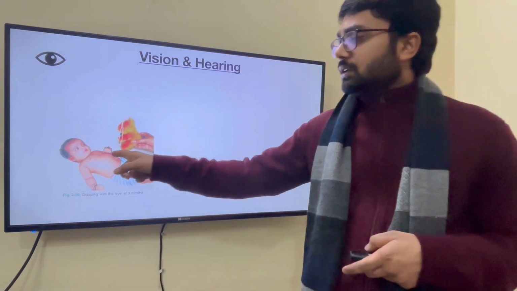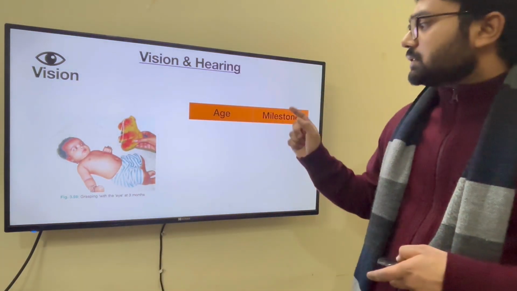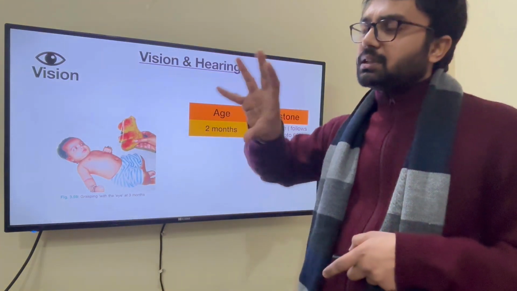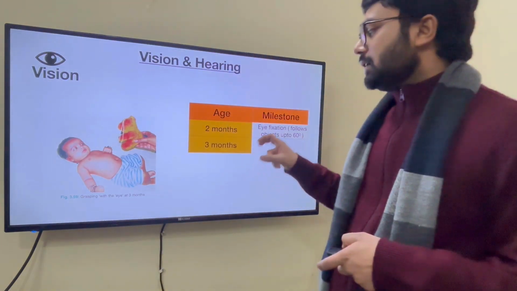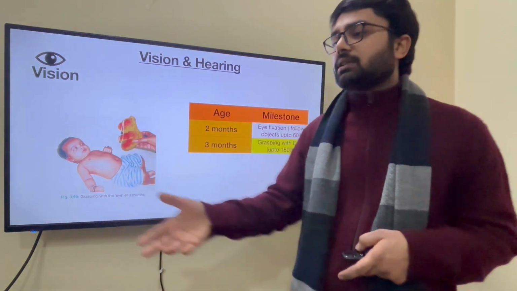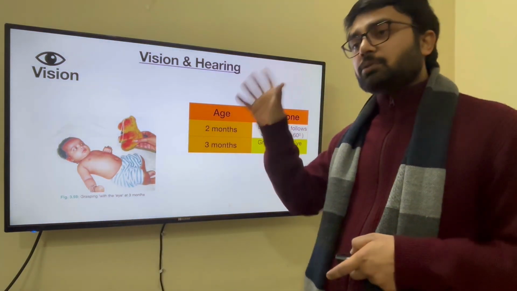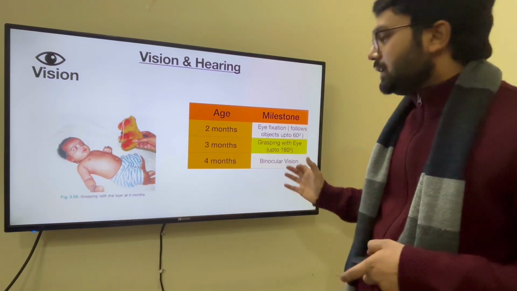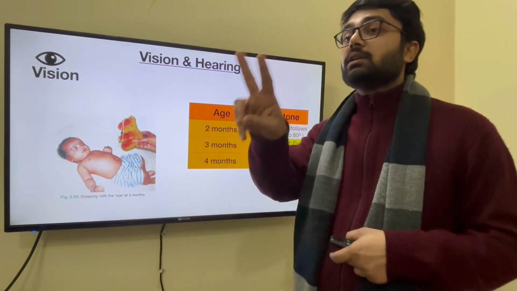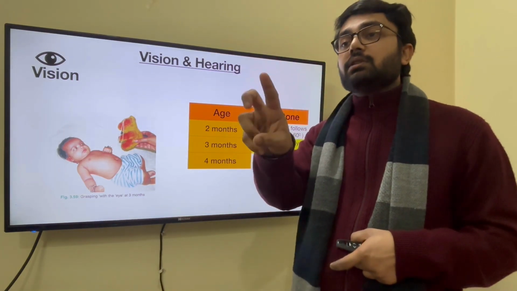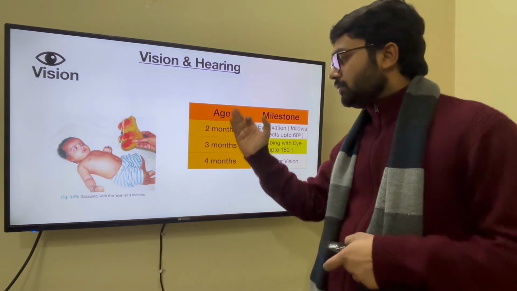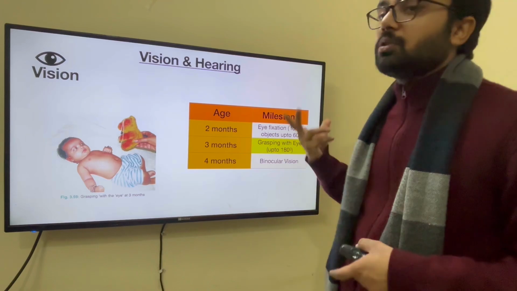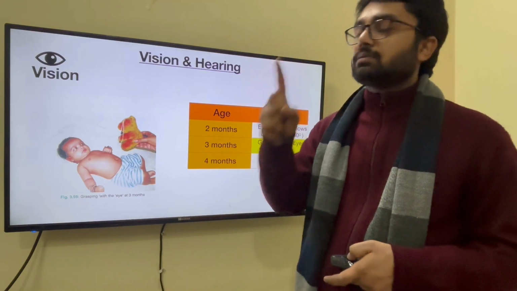As can be seen here, this is a 3-month-old child. At 2 months, the child has eye fixation, but that fixation is a little bit, up to 60 degrees. And at 3 months, the child develops further, that is eye grasping, up to 180 degrees. He can rotate his neck. At 4 months, the child has binocular vision. Until 4 months the child was seeing one object as two. Now he has binocular vision. Now he sees one object as one only.